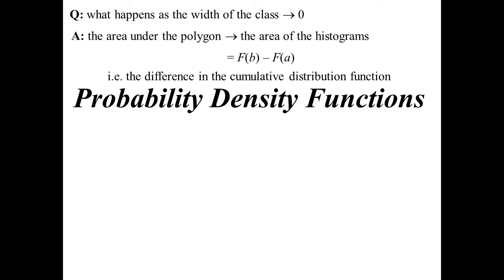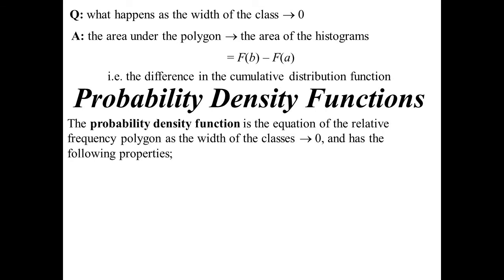So let's now talk about a thing called a probability density function. And what it is, is the equation of that polygon. Because now, if you're limiting the width, your class interval, to be 0, you're no longer going to have a polygon which is just like a dot to dot. You're now going to have a curve. And we can find the equation of that curve. It will have the following properties, of course.